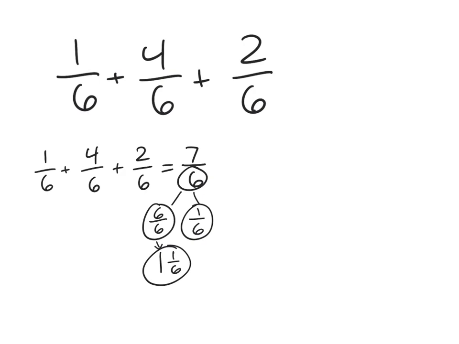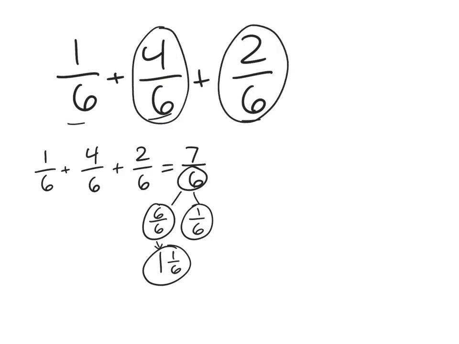Another method is we can look within the add-ins, so the different parts of the addition sentence, and see if we can make one whole. So in this case, I can see that if I added 4/6 and 2/6 together, that equals 6/6, which is the same as one whole. So if I combine 4/6 and 2/6, I'm simply adding 1/6 plus 1 whole, or 6/6, and that gives me an answer of 1 1/6. So looking within the addition sentence to see if I can pick out 2 of the add-ins that equal 1 whole is another great strategy for adding multiple add-ins with fractions.